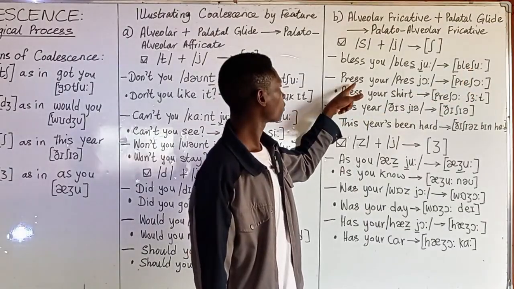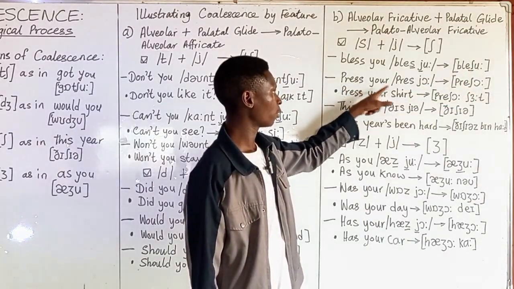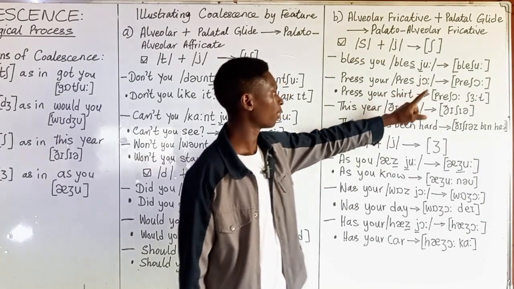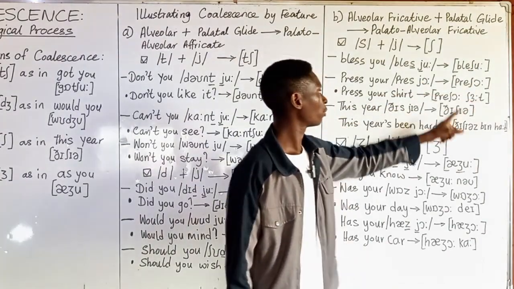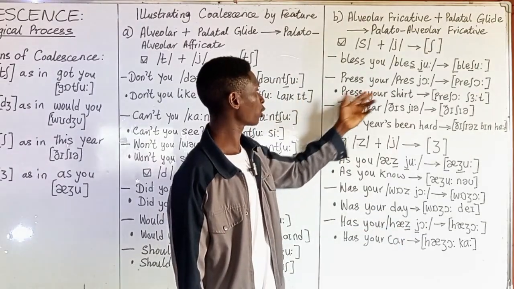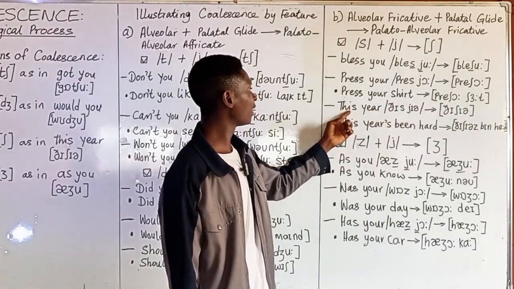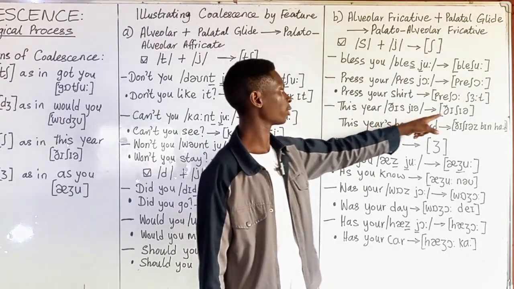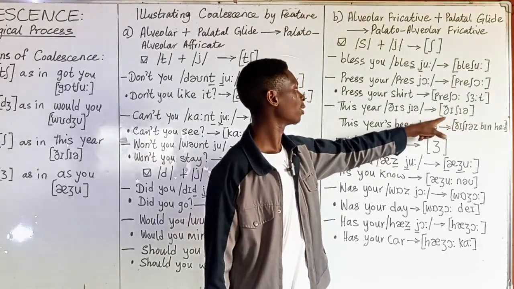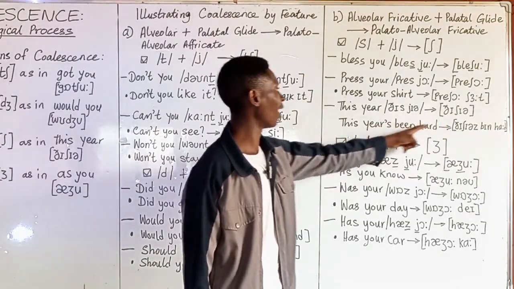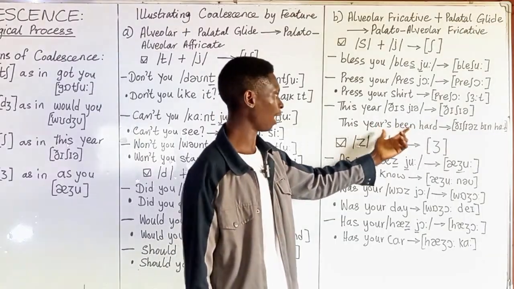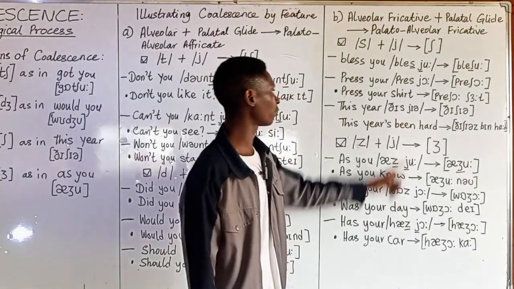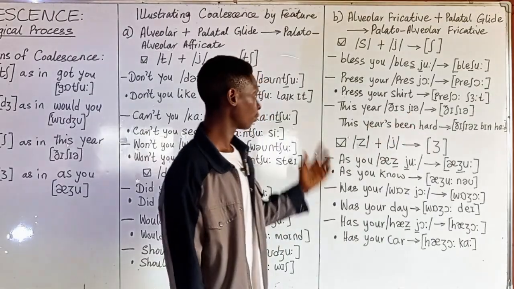So press your, you give us pressure, as in press your shirt. We have also this year, s and y combined to give us sh. So we have this year, as in this year has been hard. In connected speech, you have this sh in place of s and y.